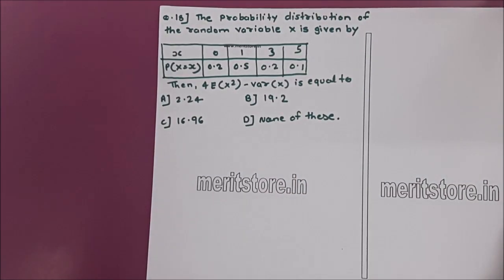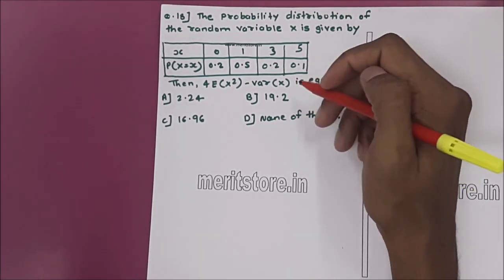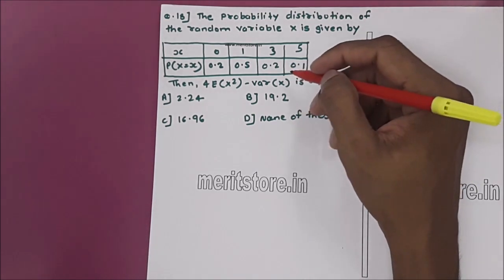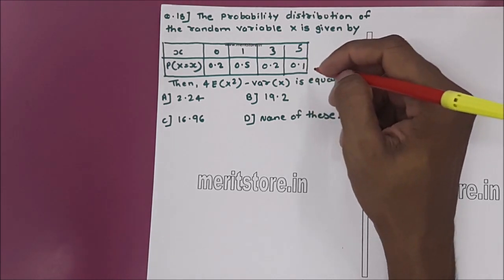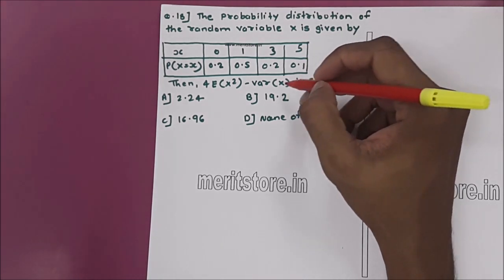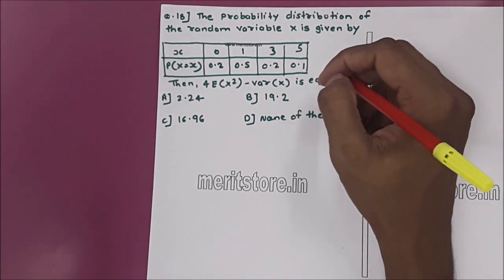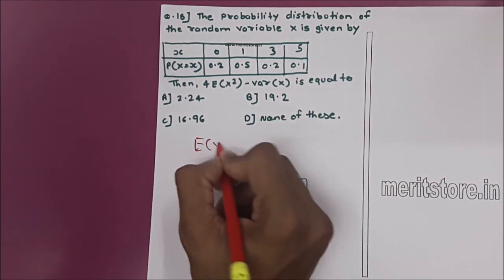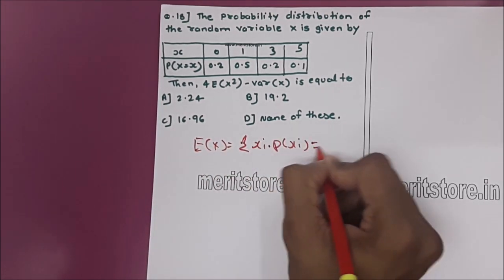Question 18. The probability distribution of random variable x is given by a table: x is 0, 1, 3 and 5, and for P(X equal to x), the probability for 0 is 0.2, 1 is 0.5, 3 is 0.2 and 5 is 0.2. Then for 4 E(x) the whole square minus the variance of x is equal to: A, 2.24; B, 19.2; C, 16.96; and D, none of these. We have the expected value, the summation of xi p of xi, equal to 1.6.